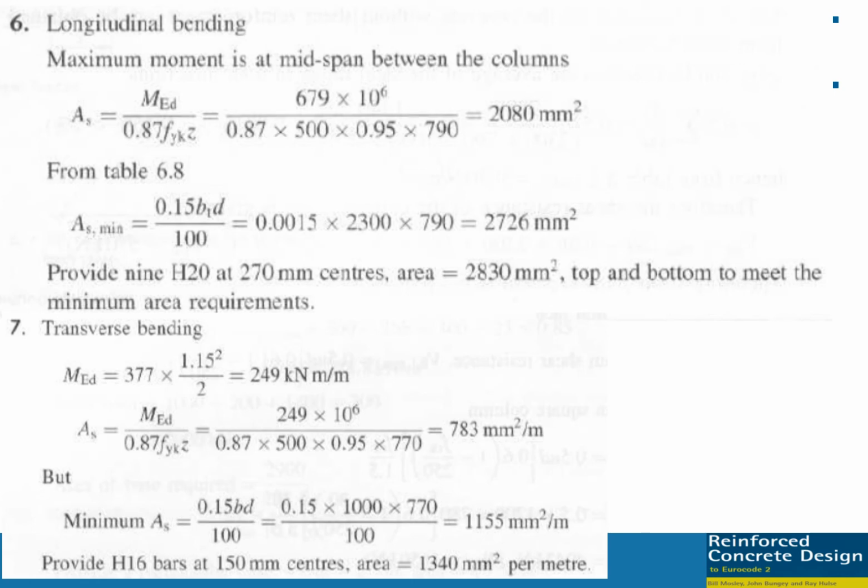Okay, and then again we need to check for the AS minimum. So you can see here the AS minimum is 1155. Again we need to follow the AS minimum, because why? Because the AS required to support the bending moment is less than AS minimum. So we need to take the AS minimum, that is 1155 square mm per meter length. So that we provide diameter 16 with the distance 150 center to center, with the area 1340 mm square per meter.